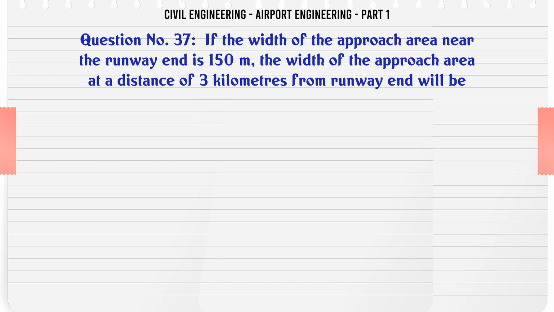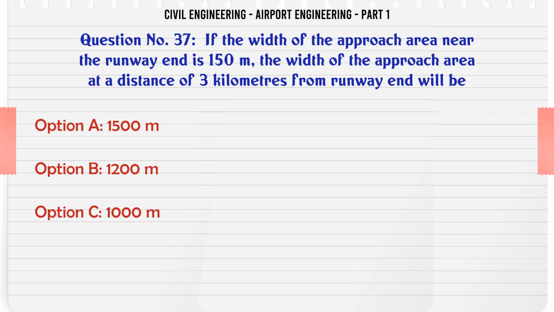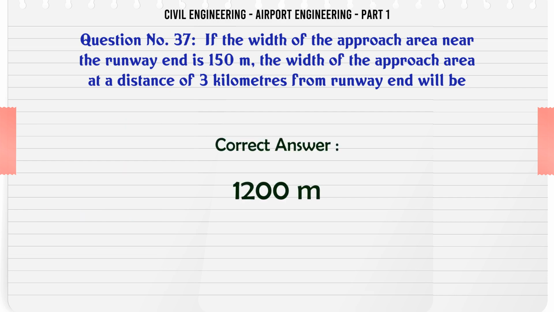If the width of the approach area near the runway end is 150 m, the width of the approach area at a distance of 3 kilometers from runway end will be: A. 1500 m, B. 1200 m, C. 1000 m, D. 800 m. The correct answer is 1200 m.